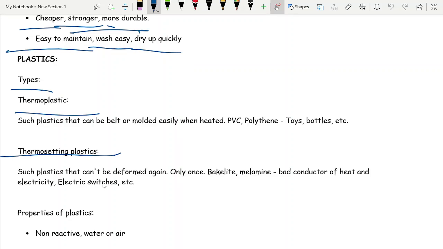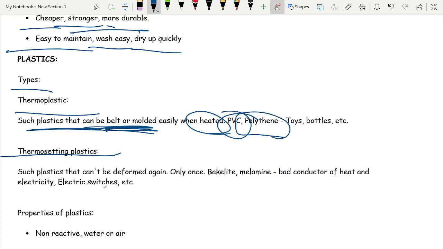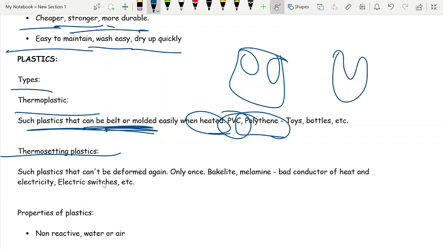Now thermoplastics are plastics that can be bent or molded easily on heating. Examples can be PVC or polythene. Polythene is our polythene bag. You have our bag, right? You can put stuff in it. So you have it like that, and you can put stuff in here. So that's our polythene bag. Now it can be used for toys, bottles, etc. Alright.